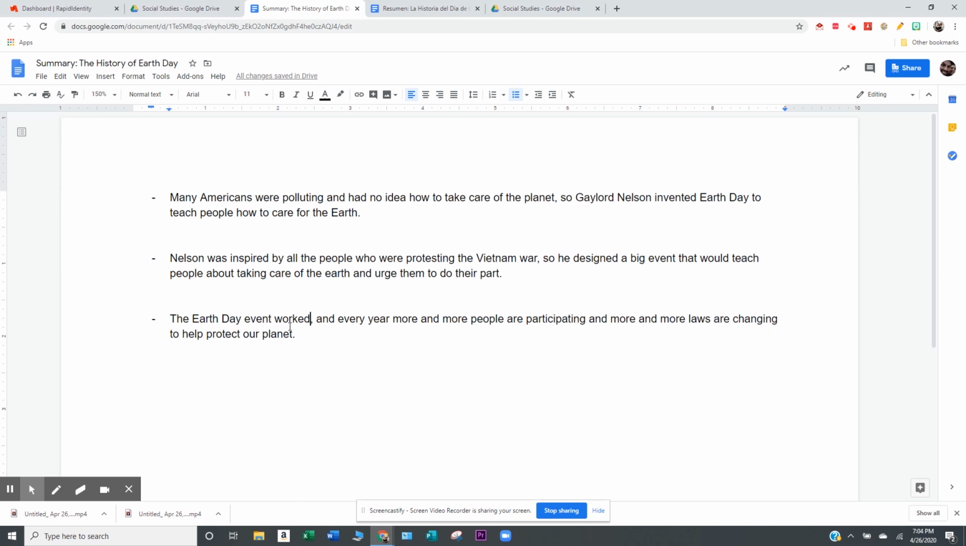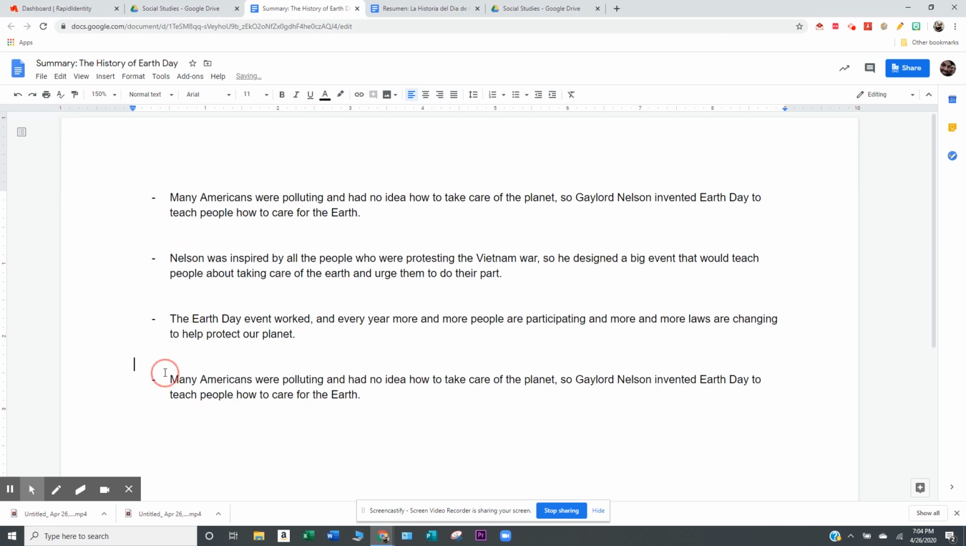And then the last section, Protecting People and Nature, I wrote that the Earth Day event worked, and every year more and more people are participating and more laws are changing to help protect our planet. Now, after I've written all the different main idea sections, I put them together and form a paragraph, and that will be our summary.